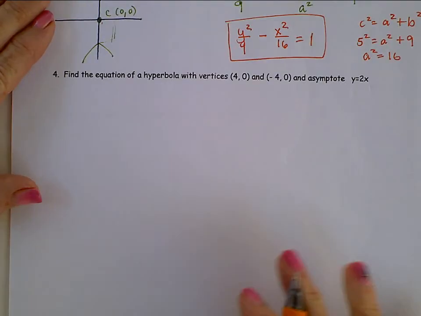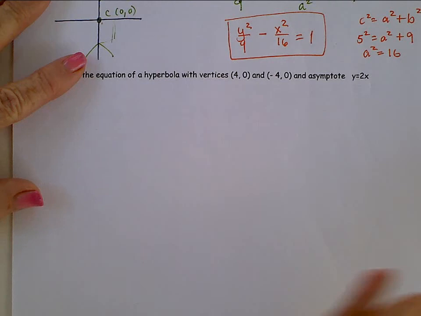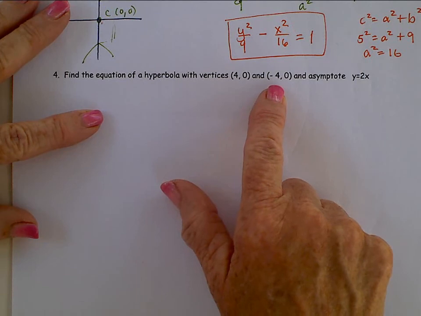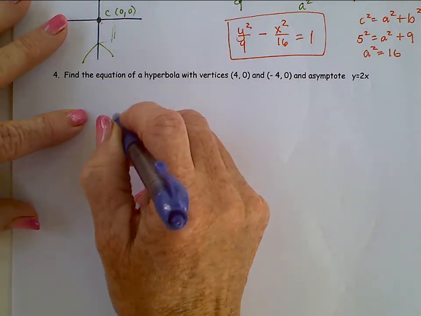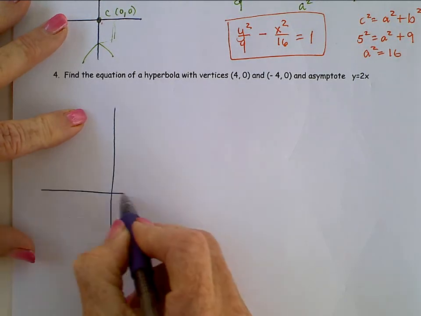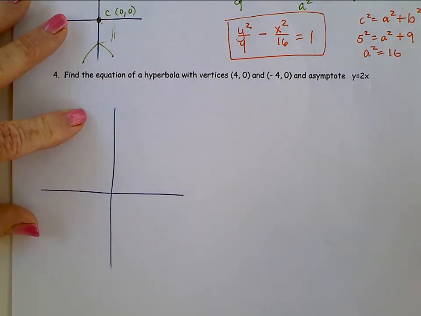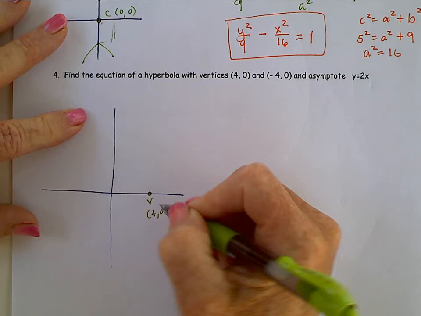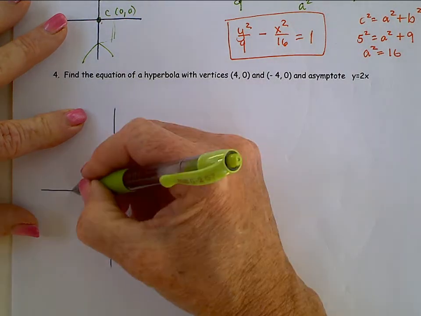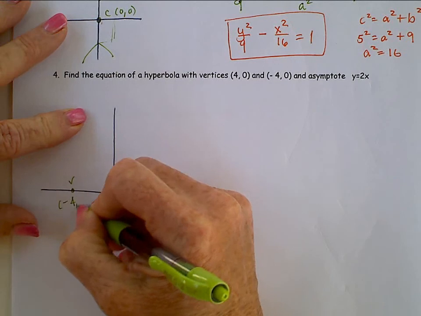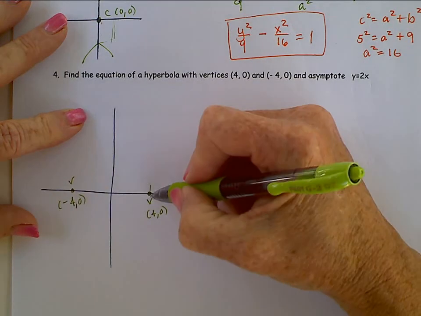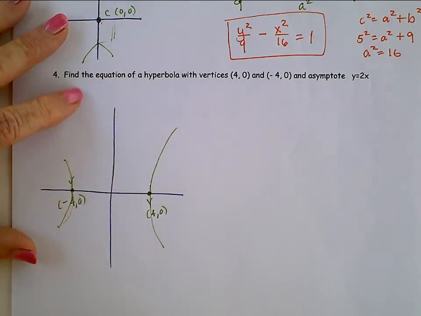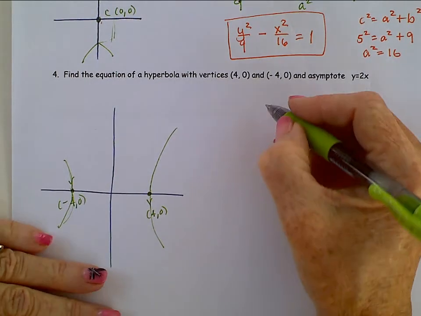One last one here. Find the equation of a hyperbola with vertices (4, 0) and (-4, 0) and asymptotes y equals 2x. Vertex (4, 0) and (-4, 0). All right, right there, you know this hyperbola is doing this somehow. Not sure how wide it is or anything like that, but it is curving sideways, which tells us the x quantity has to be first.